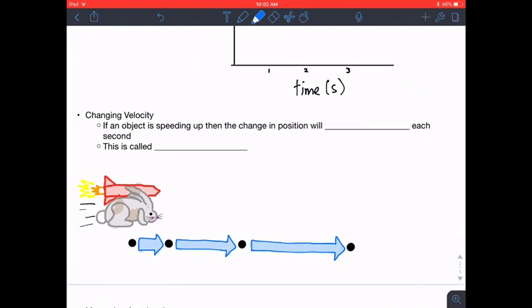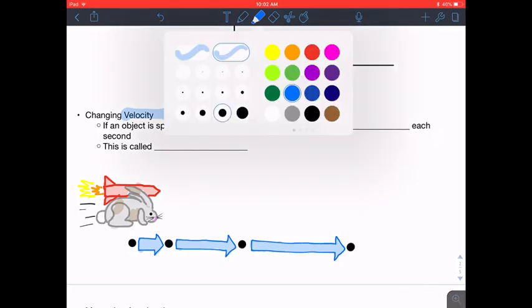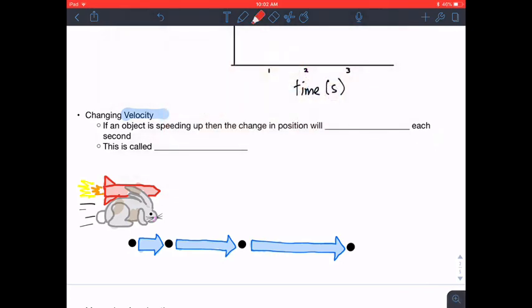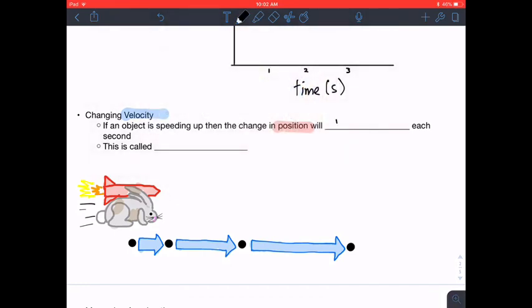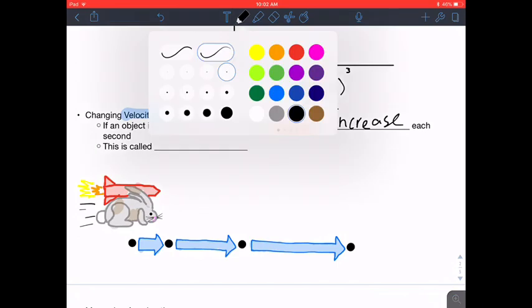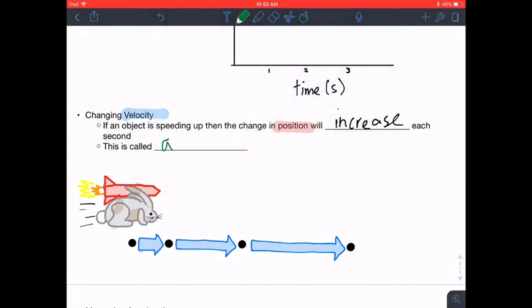Okay. Now, what if we change the velocity? What if the object is speeding up? If the object is speeding up, the change in its position, its velocity, will increase each second. This increase in velocity is called acceleration. And the color code for acceleration is going to be green.